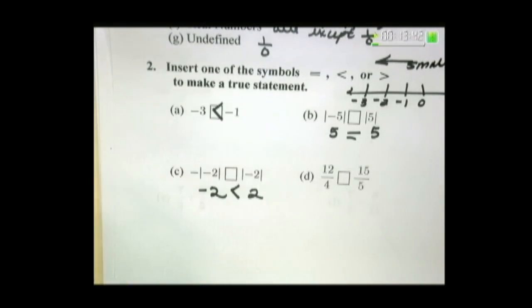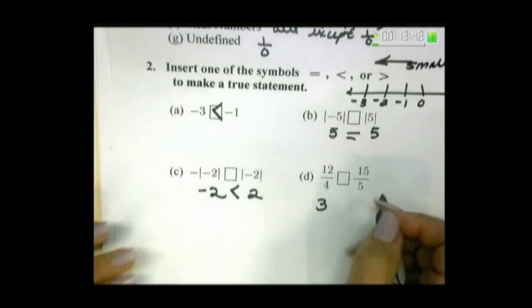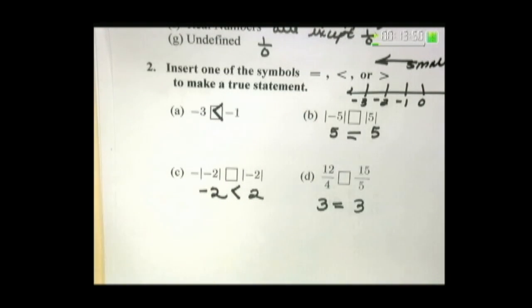Looking at D, 12 over 4, we can reduce to be 3. 15 over 5, numerator divided by denominator, is also 3. So therefore, 3 is equal to 3.